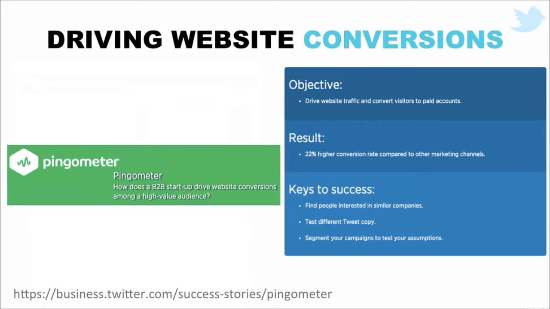Pingometer created several different website cards and they tried different tweet copy to learn which elements drove the most clicks to their website. For example, while the tweet featuring a link to their username saw a high number of retweets and favourites, they saw twice as much traffic to their site by removing the username link and keeping the focus squarely on the call to action of visit now.